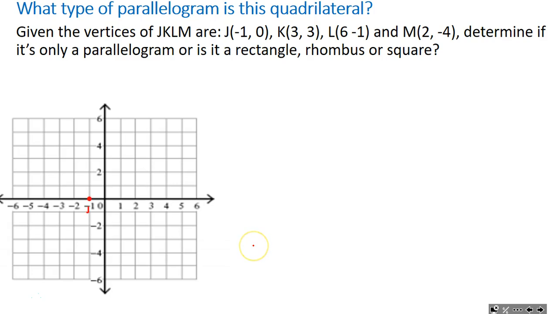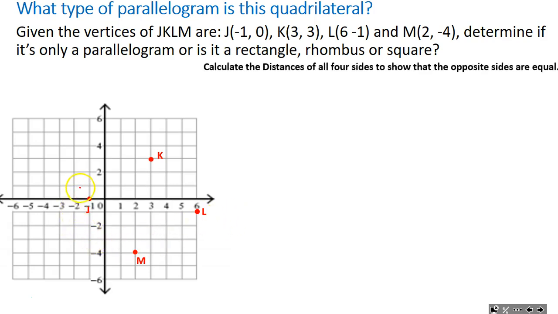So let's go ahead and plot these points. I kind of like to do that. At least it gives me a visual input. Now, when I'm looking at this, it looks like it could be a rectangle, it could be a rhombus, or it could be a square. So let's go ahead and see what the process is we need to work through to determine exactly what it is. So the first thing we're going to do is calculate the distance of all four sides.